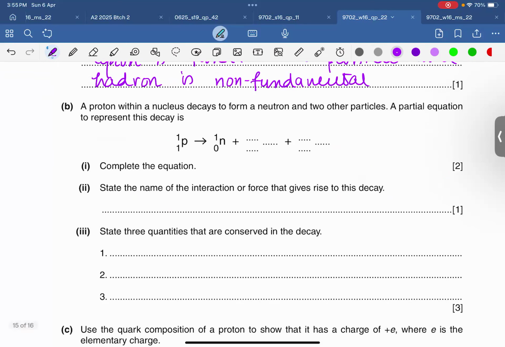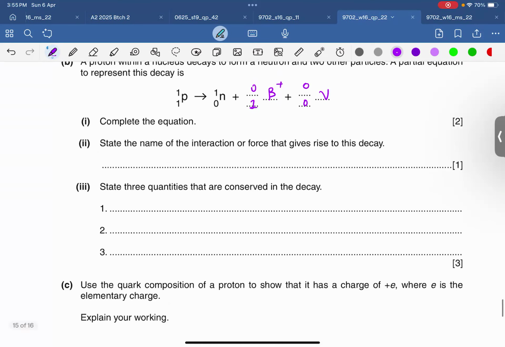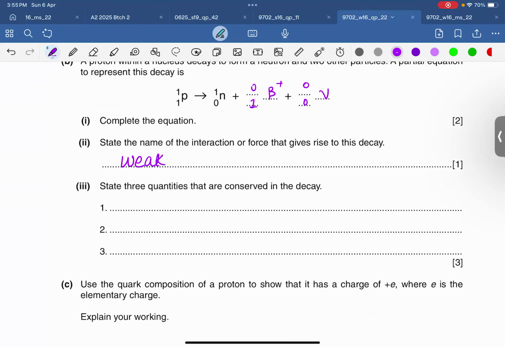So the proton is decaying into neutrons, so there will be beta plus formed, 0 and 1, and a neutrino will be formed. Say the name of the interaction. So you know that the weak nuclear force is causing this. Weak is important in this one. Yes, because there is also a strong nuclear force that holds the nucleus together. So if you just write the nuclear force, let me show you.